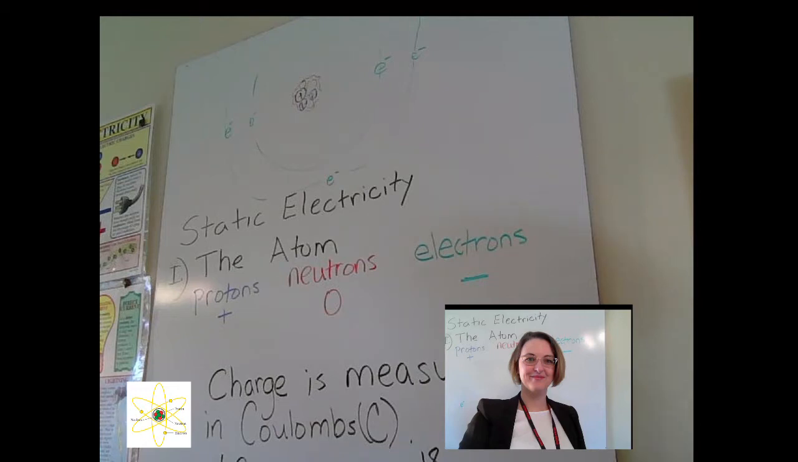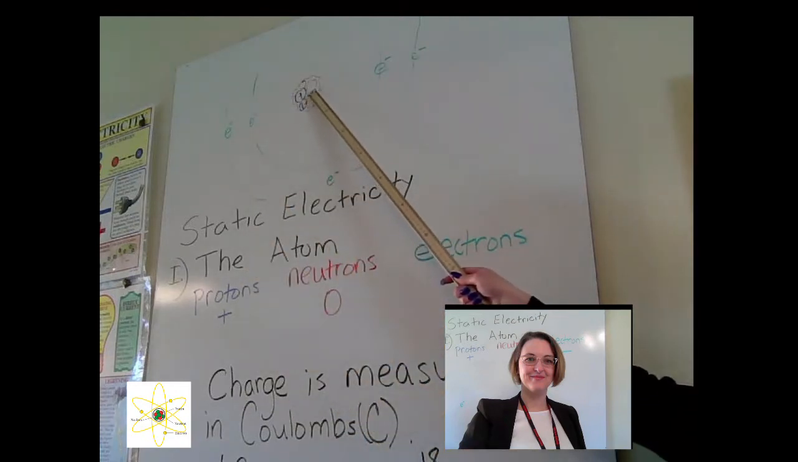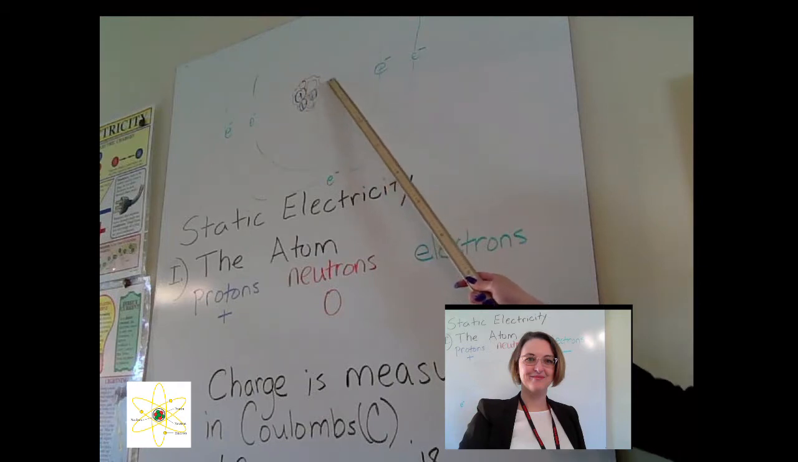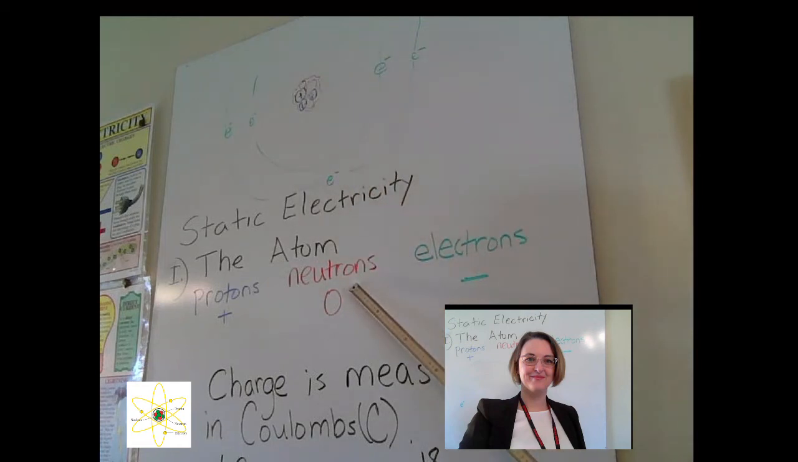We now know that there are three basic particles that make up the atom: the proton, the neutron, and the electron. What we know is that the protons have positive charge and can be found in the nucleus. They are tightly packed and held tightly in place by the strong nuclear force of the neutral neutrons.